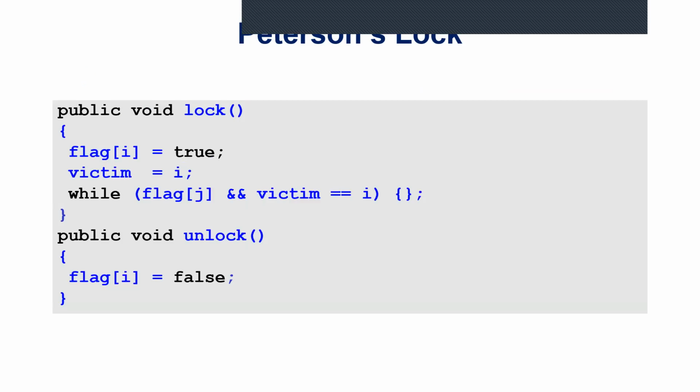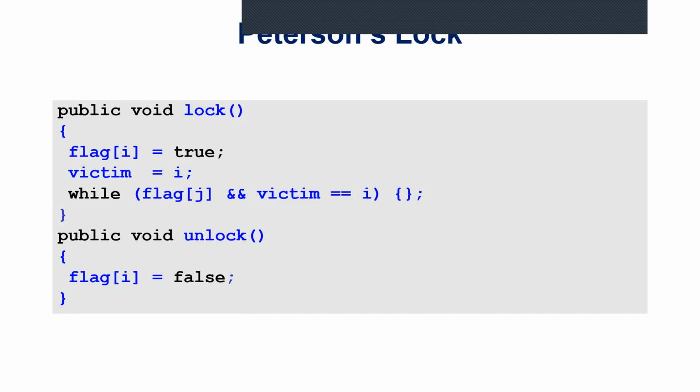Here is the code for Peterson lock. The first one is the lock function and the other is the unlock function. Initially we are using flag of I equals true. This line sets the flag for the current thread I to true, indicating that it wants to enter into the critical section. The thread is expressing its intention to enter the critical section.